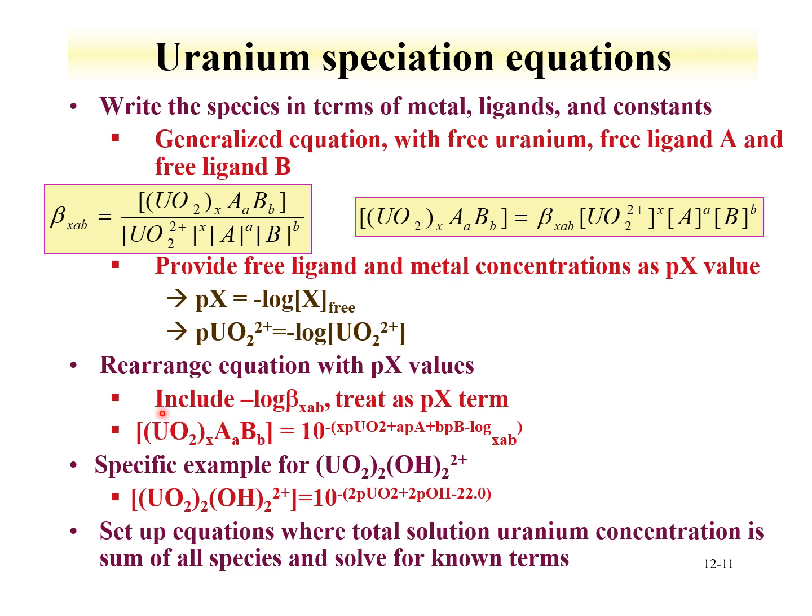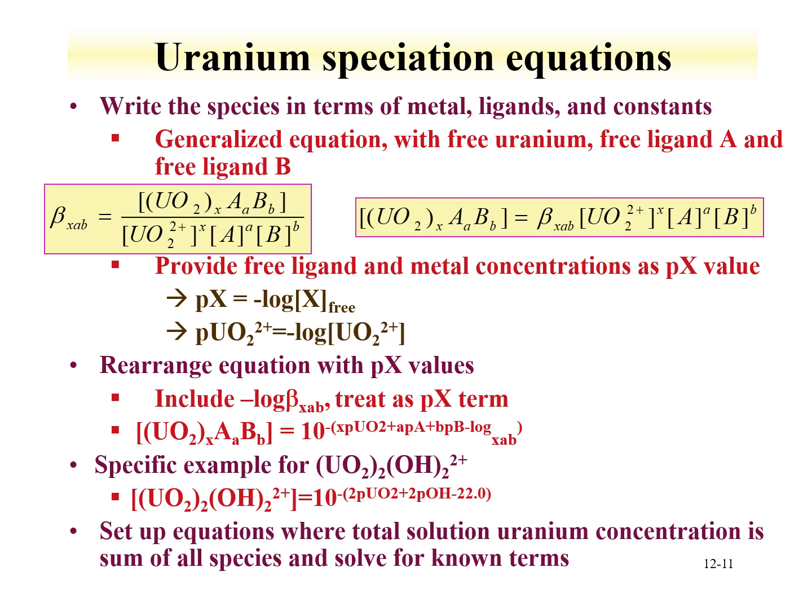And what this becomes is that the concentration of the species is just equal to 10 to the negative x p metal, so p uranium, plus a pA plus b pB minus log of the complexation constant. And these factors that I have out in front is just the stoichiometry. The x is how many uraniums are involved in the final complex. This small a is how many ligand A, and the small b is how many ligand B.